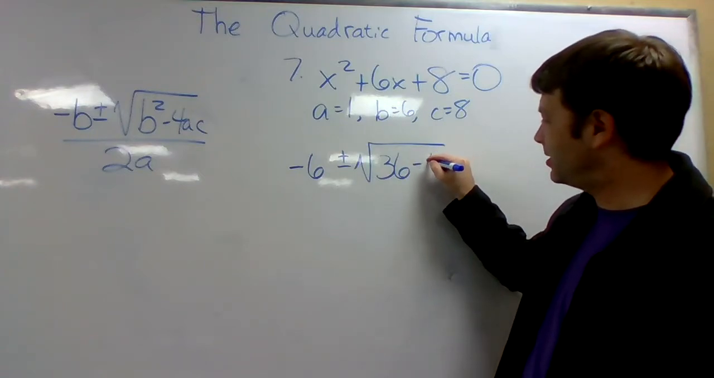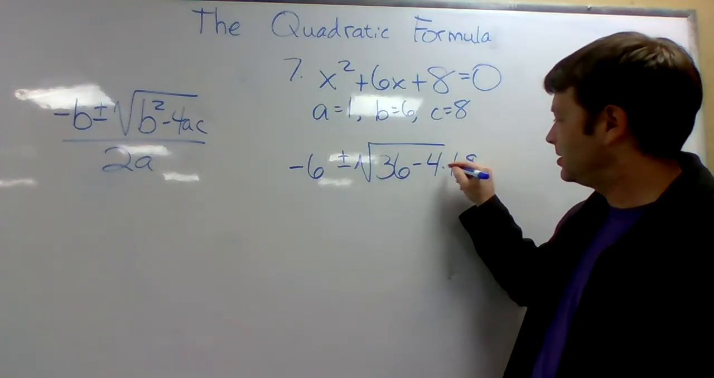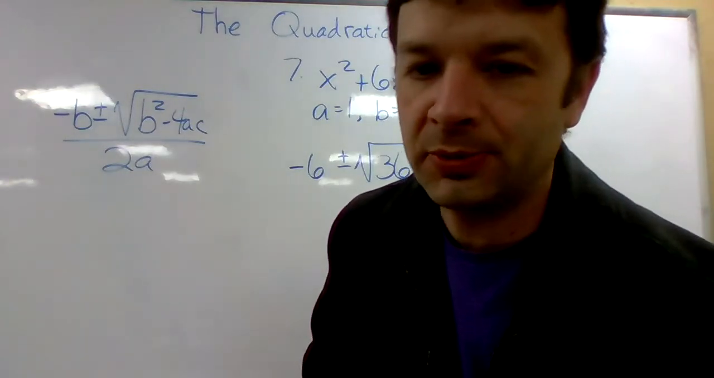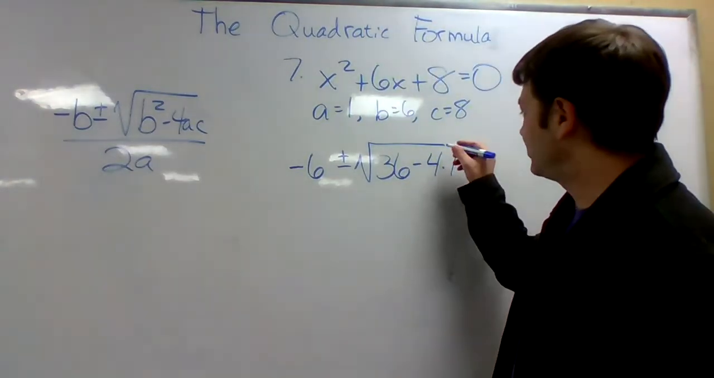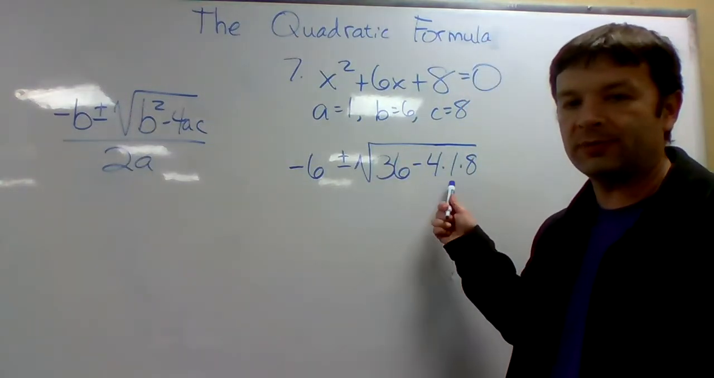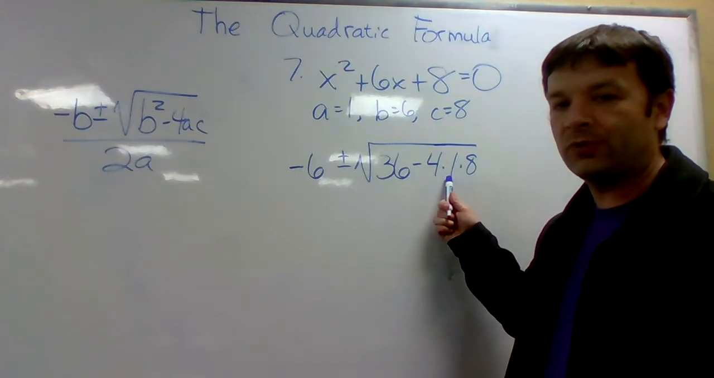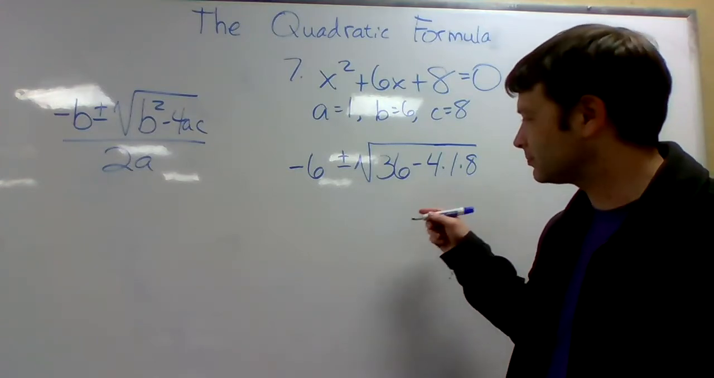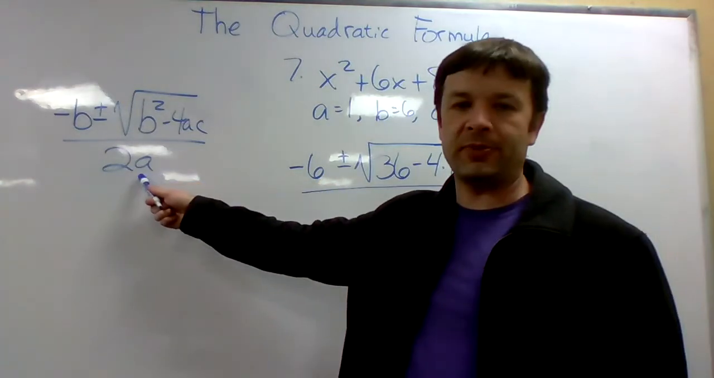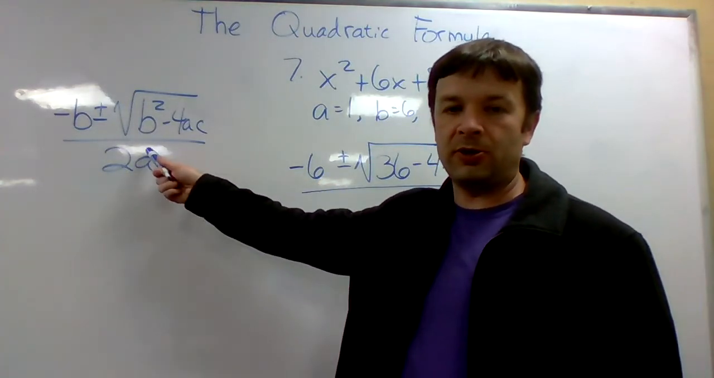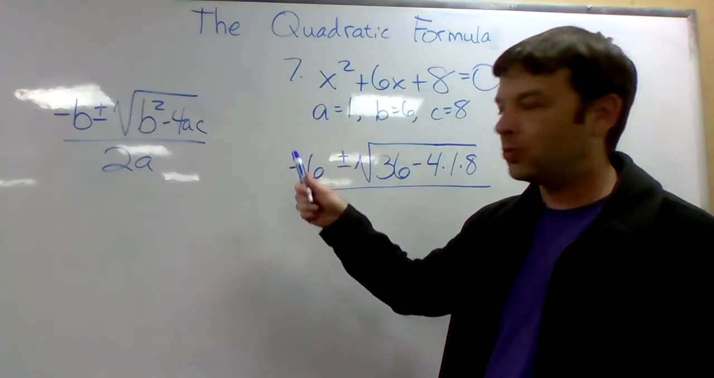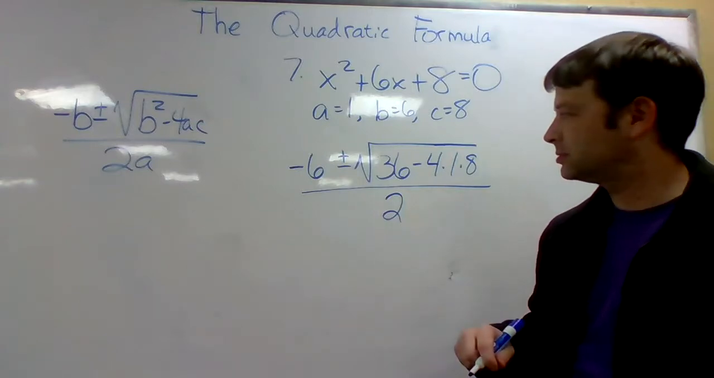Now I could write in there 4 times 1 times 8. Usually I just do it and then write that in there. It's kind of like how much work do you want to show. Since this is our first one, I'll go really slowly. 4 times 1 is 4, times 8 is 32. Actually, I'll write that later because I still haven't done the bottom here. This is all over 2 times A, and A is 1, so 2 times 1 is just 2.